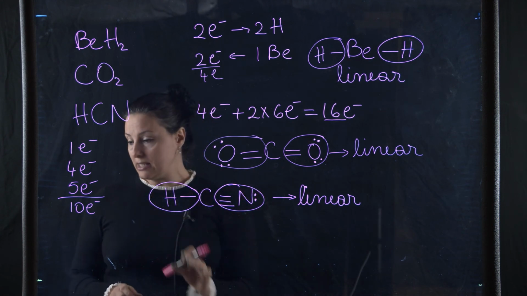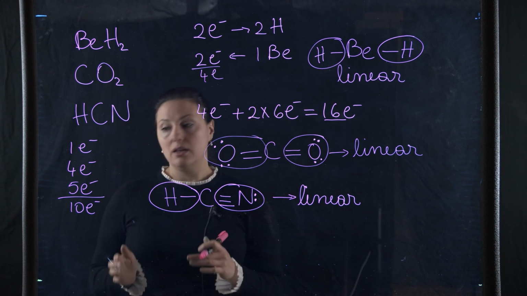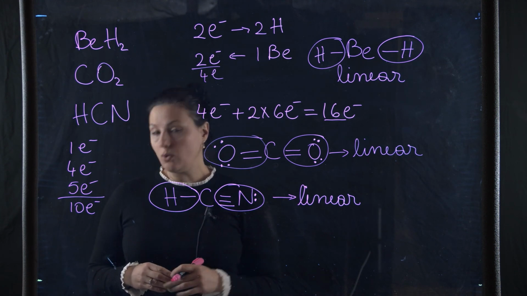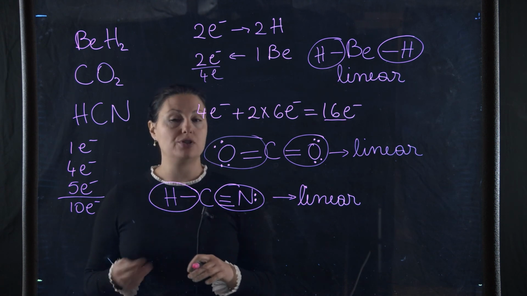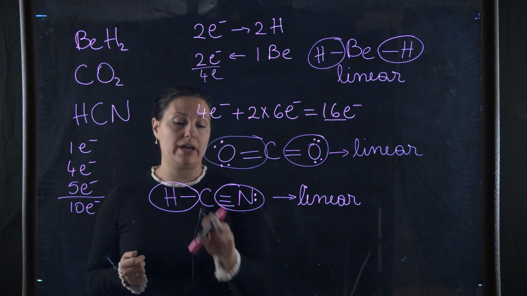I'm going to erase this, and then we're going to look at the geometry, both electron pair geometry and molecular geometry, when we have 3 groups around the central atom.